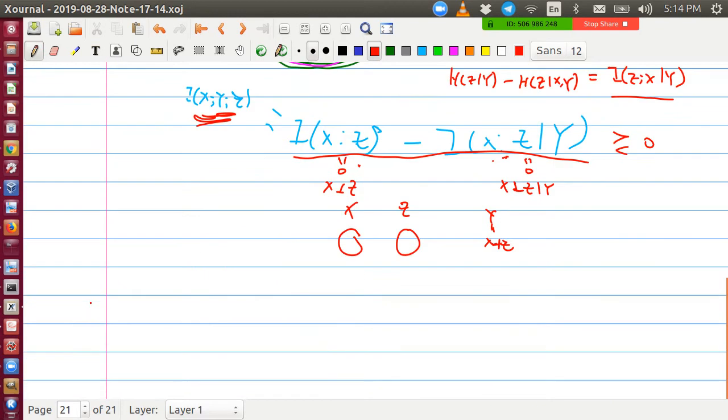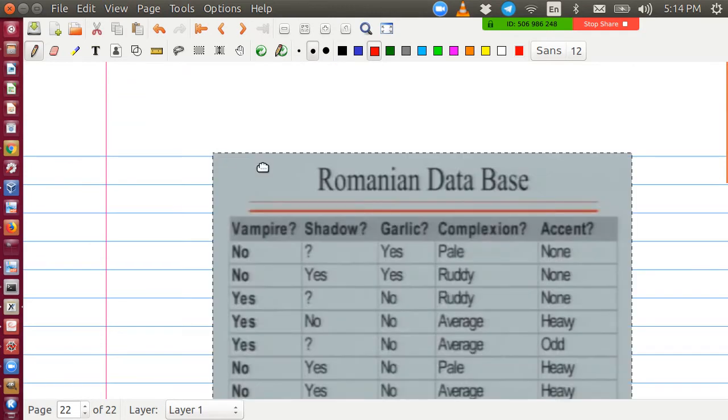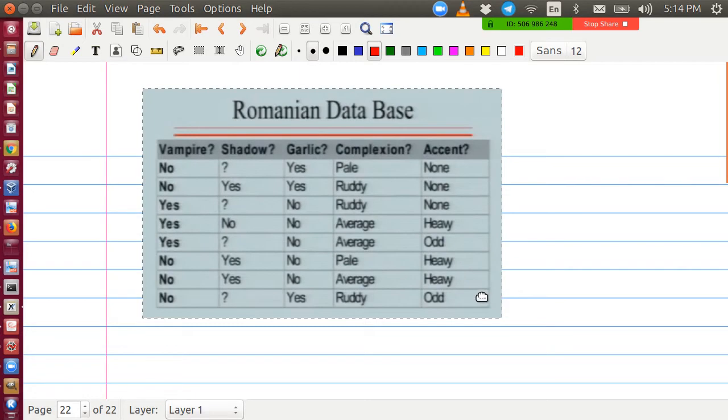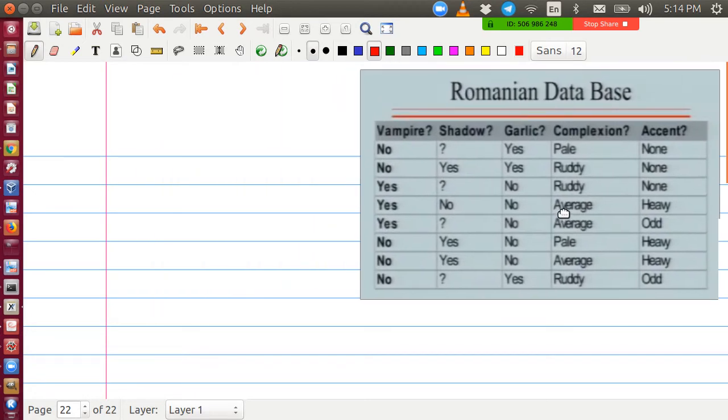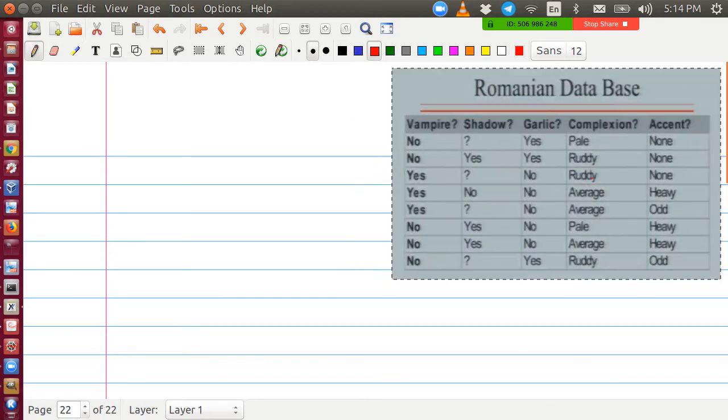So let me again just create a new one. Hopefully you guys can see it, but maybe I just put it here. I'll come back to this every once in a while for convenience.